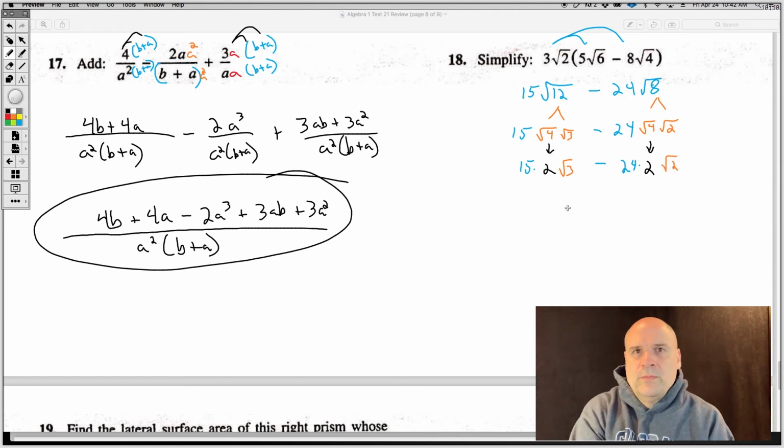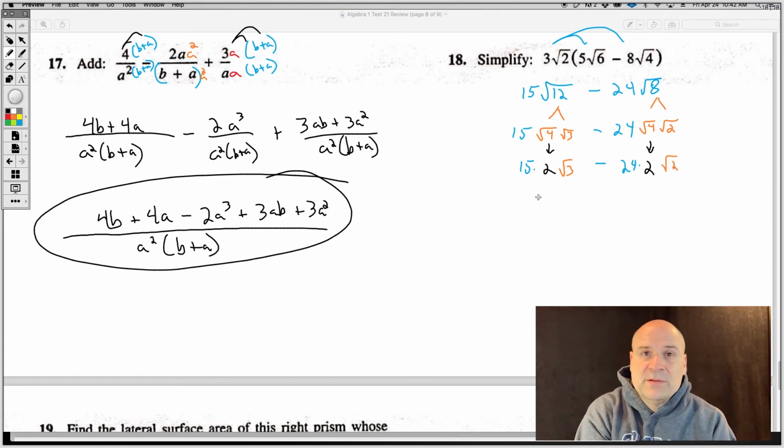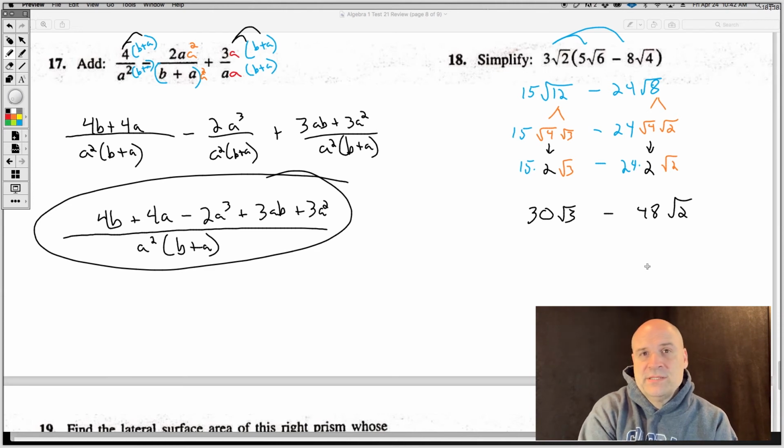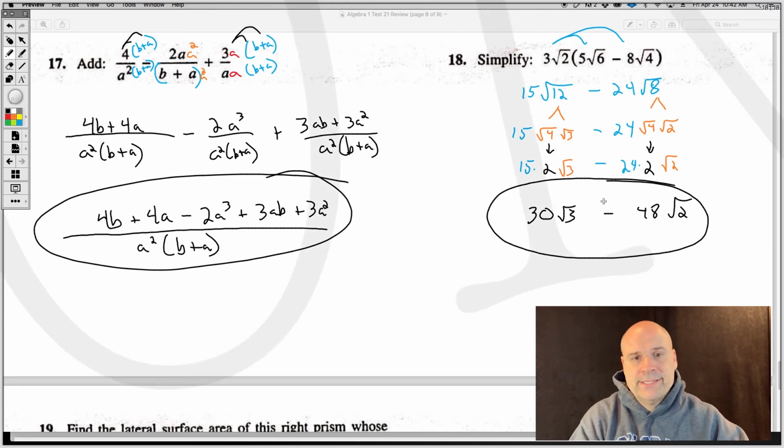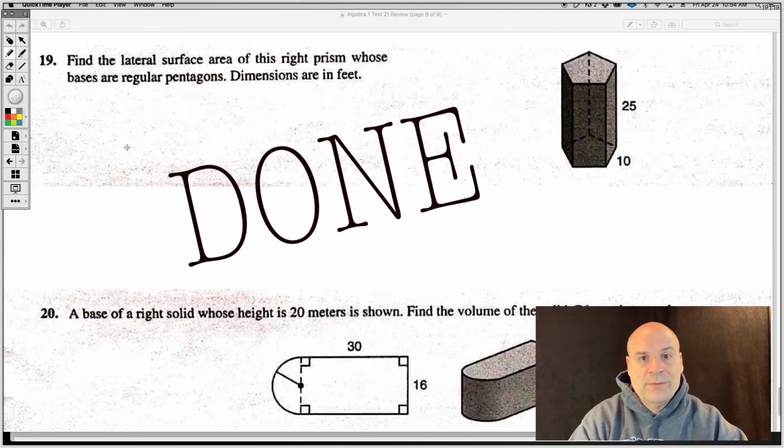Okay, so we can simplify this just a little bit more. This is 30 radical 3 minus 48 radical 2. But that's it. That's all we can do because these are not like radicals. So that's your answer to number 18. All right, a couple more and we're done.